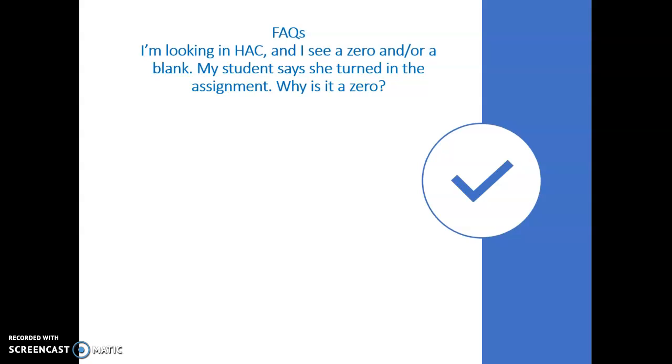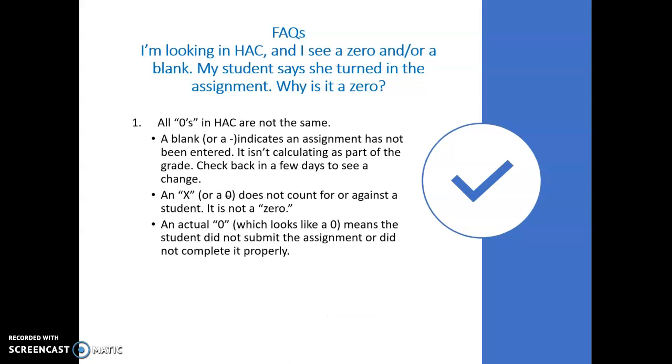Another frequent question I get is about HAC. I see a 0 or a blank. My student says she turned in the assignment. Why is it a 0? Well, all zeros in HAC are not the same. So I'm trying to explain that if you see a blank or sometimes it shows up as a little dash, that means that the assignment hasn't been entered yet. So check back in a few days.